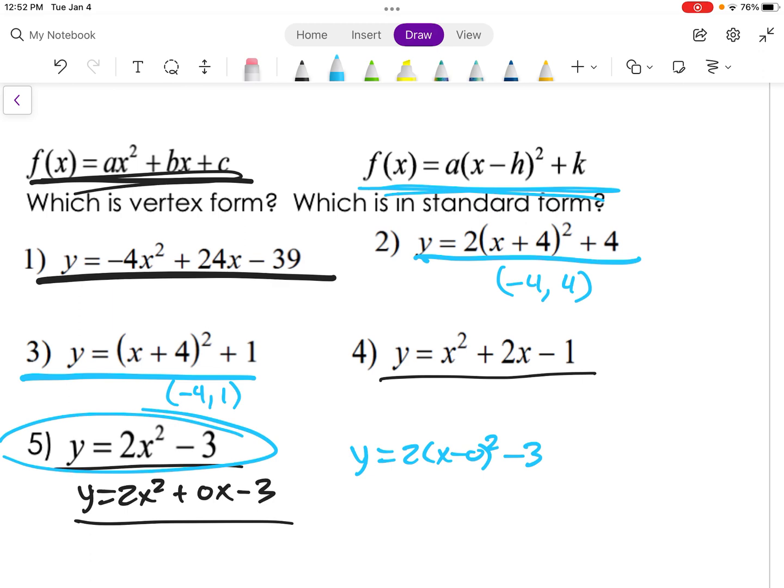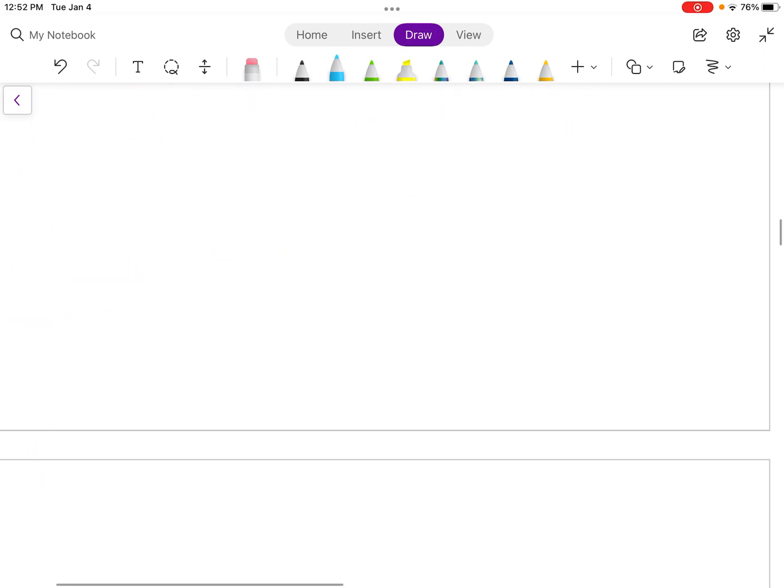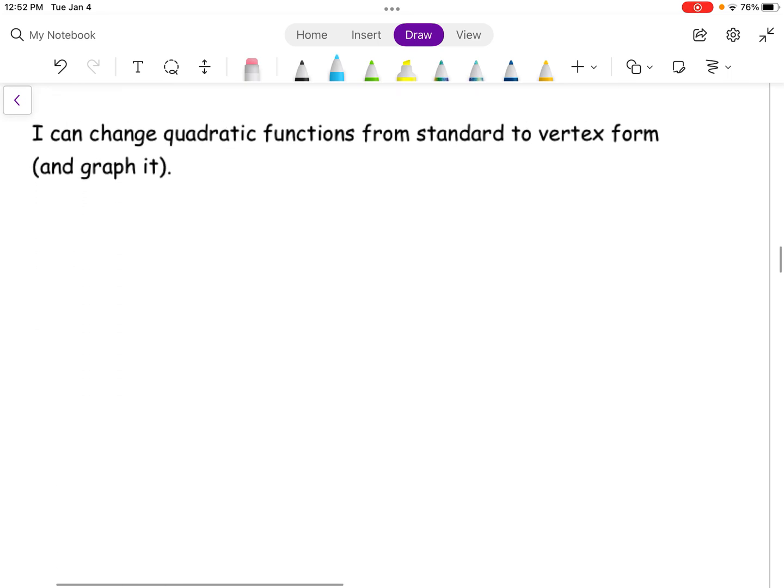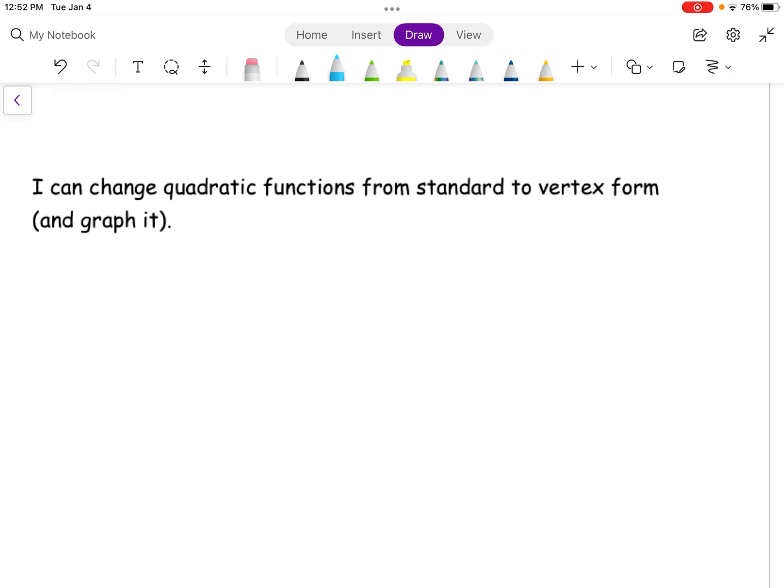Okay, so now that we know the difference between vertex and standard form, again, what we're going to focus on right here is our learning goal: I can change quadratic functions from standard to vertex form. So we want to take the standard form and change it to vertex form. And once we have it in vertex form, that allows us to graph it.